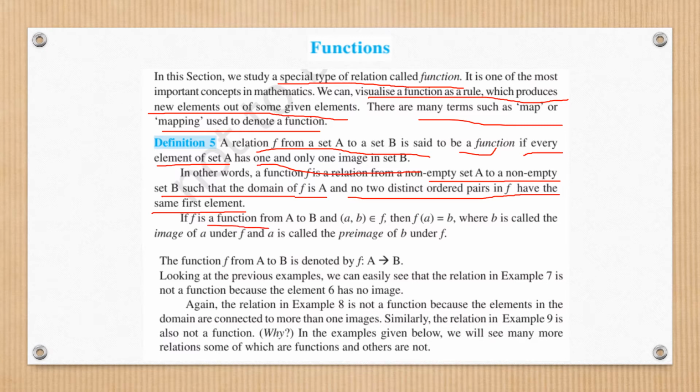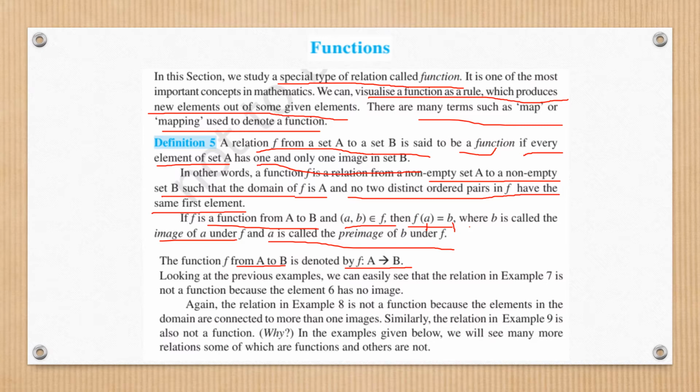So if f is a function from A to B and (a, b) belongs to f, meaning the ordered pair belongs to that function, then f(a) = b, meaning the value of the function at a is equal to b. Now a is the pre-image and b is the image, where b is called the image of a under f and a is called the pre-image of b under f. The function f from A to B is denoted by f: A → B, that is, f is a mapping from A to B.